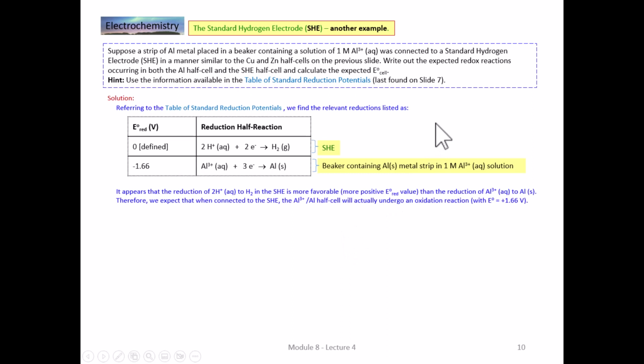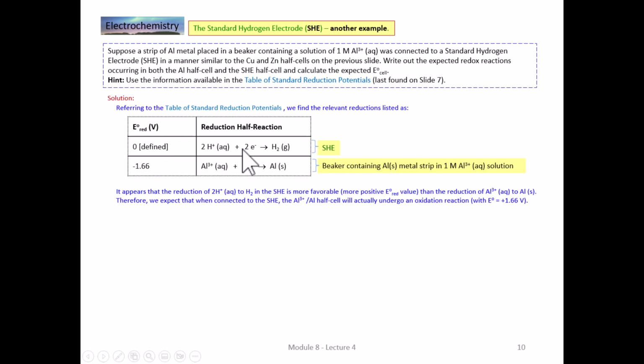Well, what's going to be oxidized and what's going to be reduced? It appears from looking at these values in the table that the reduction of hydrogen ion to hydrogen gas is more favorable than the reduction of aluminum ion to aluminum metal. How do we know that? Because the reduction of hydrogen ion to hydrogen gas has a more positive E0 value. 0 is definitely more positive than minus 1.66.